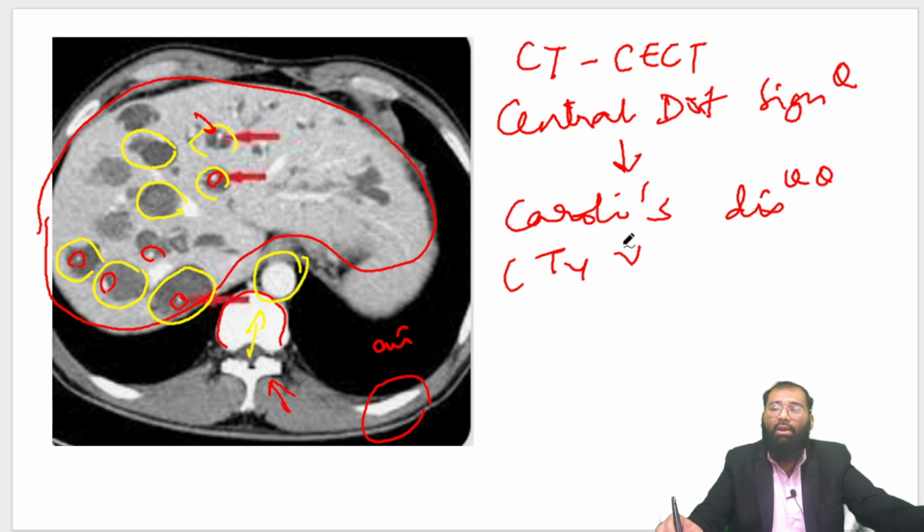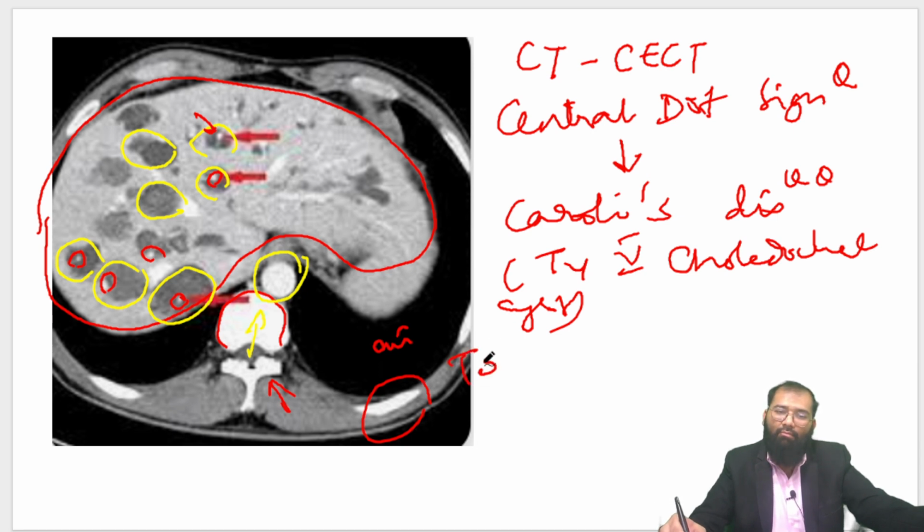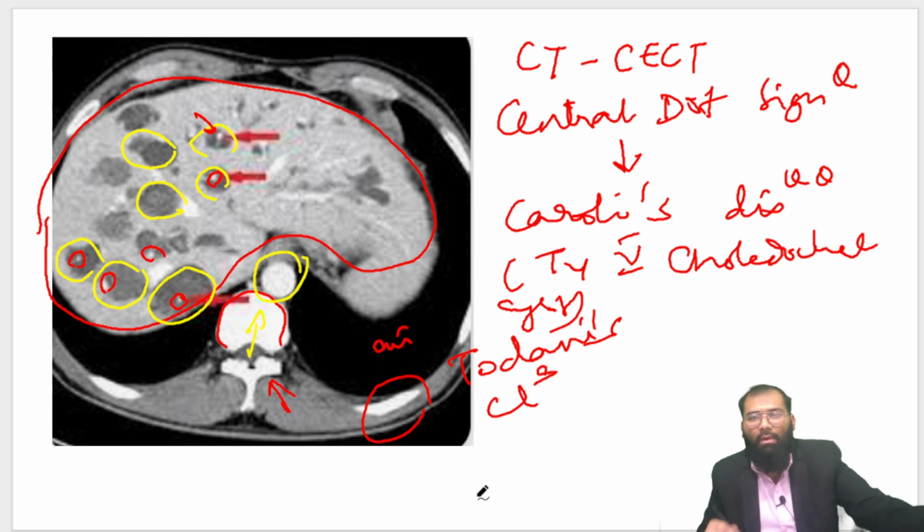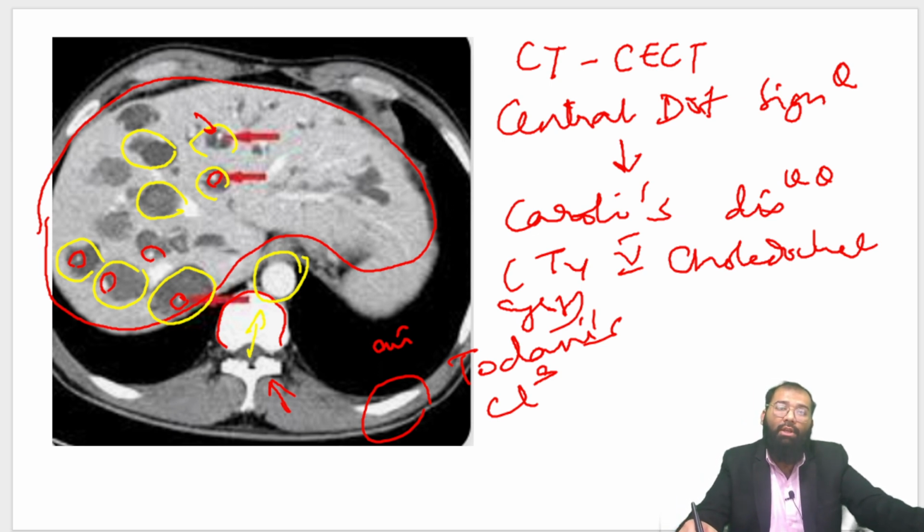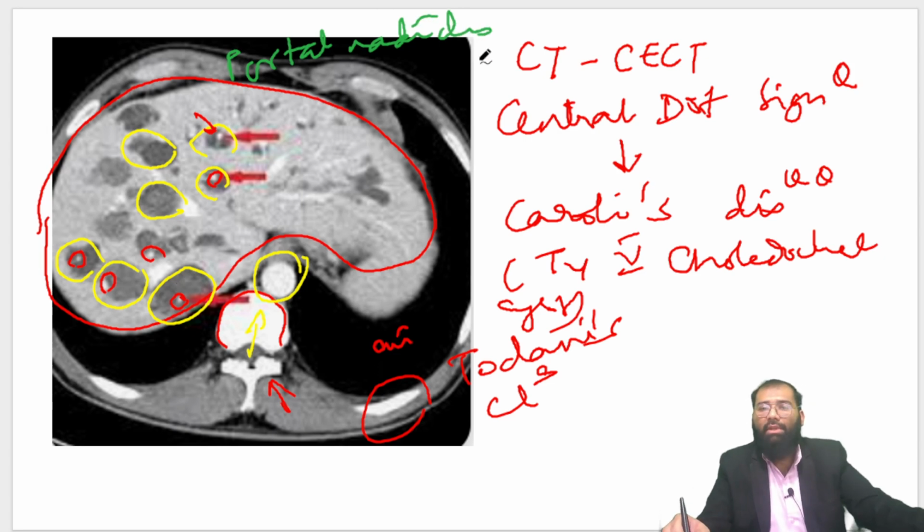Type 5 choledochal cyst, as per Todani's classification. Okay, so this is the central dot sign. What does the central dot represent in a patient with Caroli's? Again, an important question. They represent portal radicals, that is portal vein radicals, in patients with Caroli's disease.